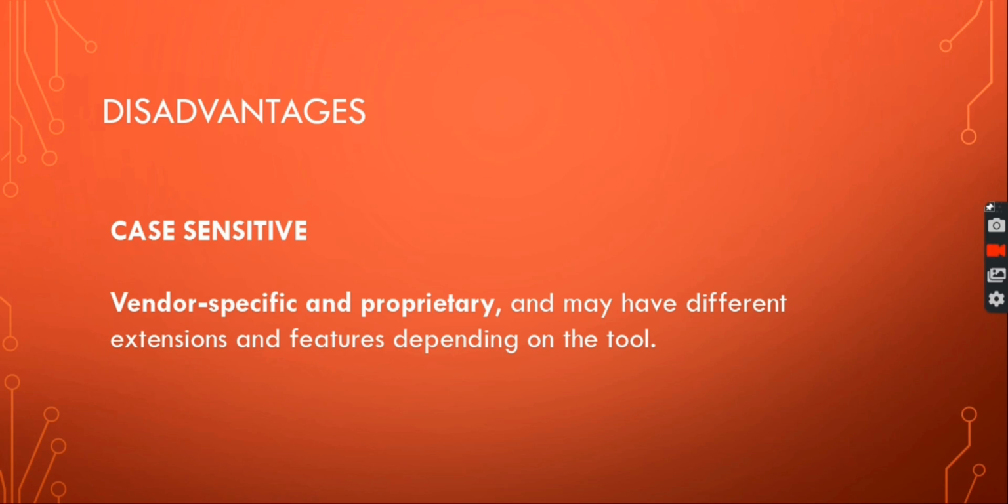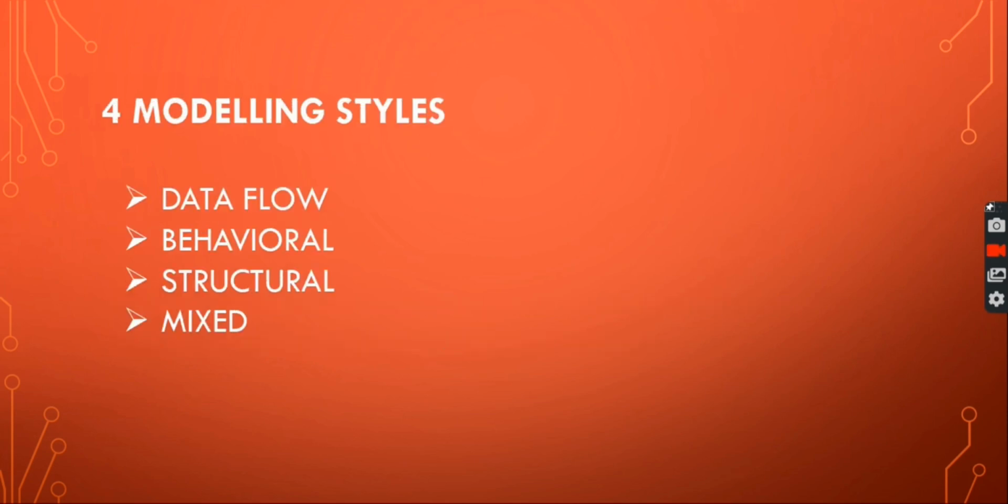So now we will discuss the four modeling styles which are present in Verilog programming. Modeling means how to write the programs. You can write a program in very different ways. One person can write a program in one way, and another person can write the same program, with the same output, in a different way. So there are four modeling styles. One is data flow, another one is behavioral, the third one is structural, and last but not the least, the mixed type modeling style.